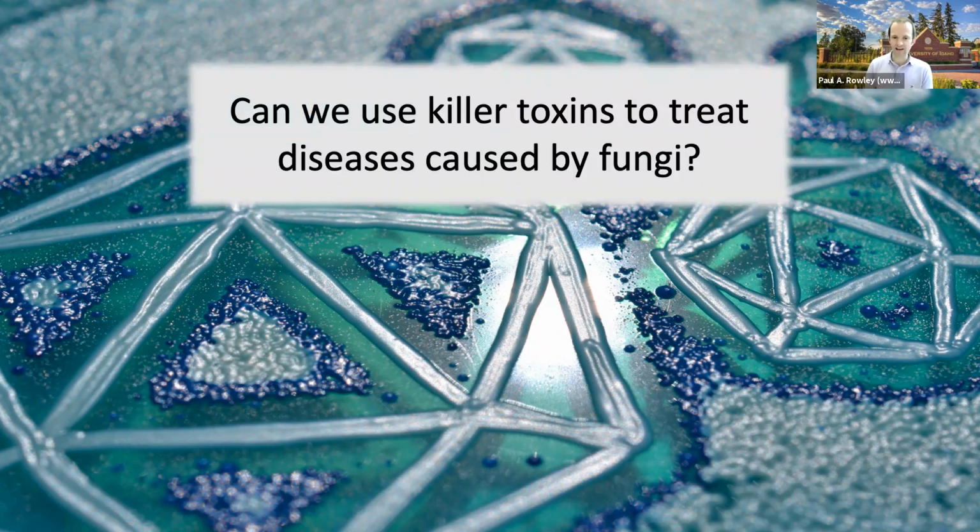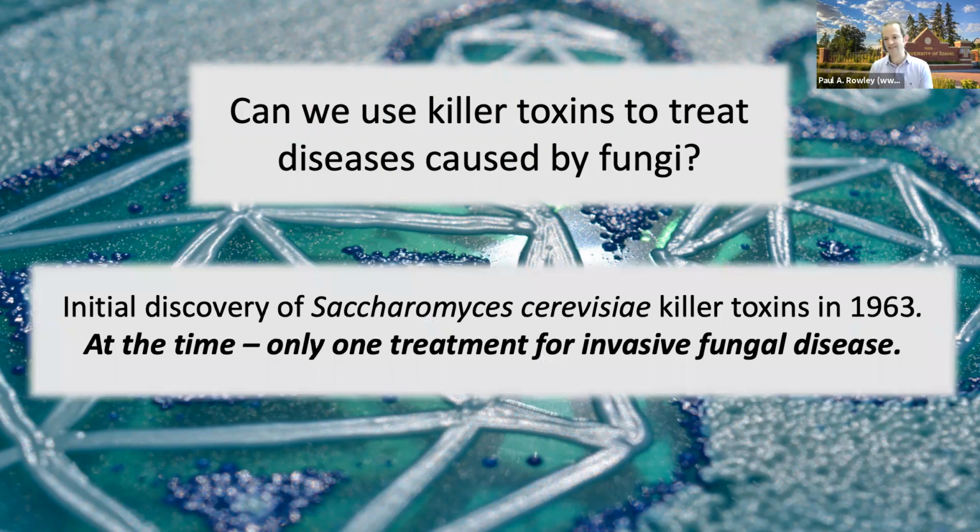This was really the central motivation for studying killer toxins in the 60s and the 70s, mainly because at that time, when killer toxins were first discovered, there was only a single treatment for invasive fungal disease, and that was amphotericin B, which is still used today. A highly toxic antifungal drug, but still quite effective. So there was this idea that you could use killer toxins as a new form of antifungal therapy.